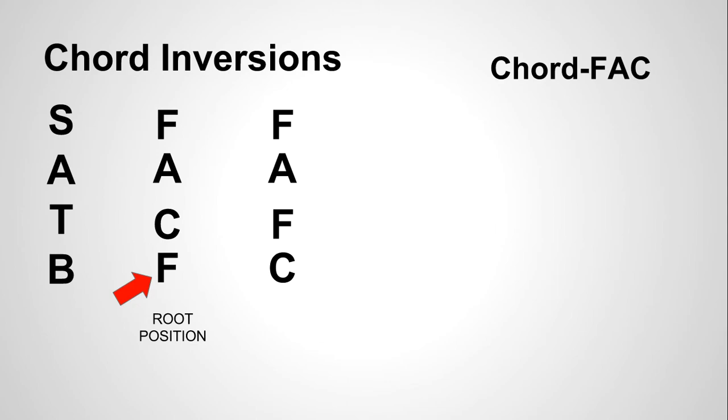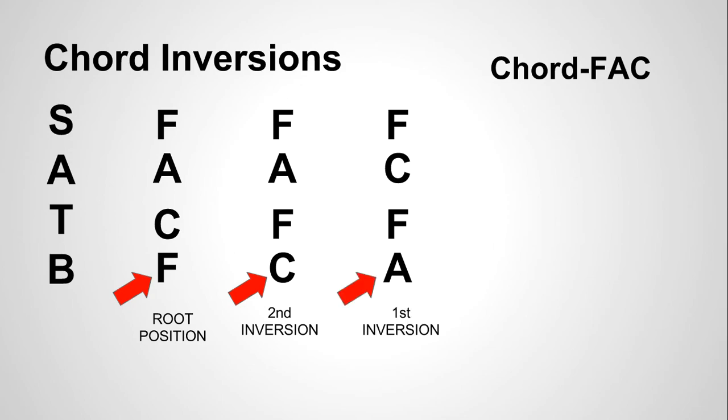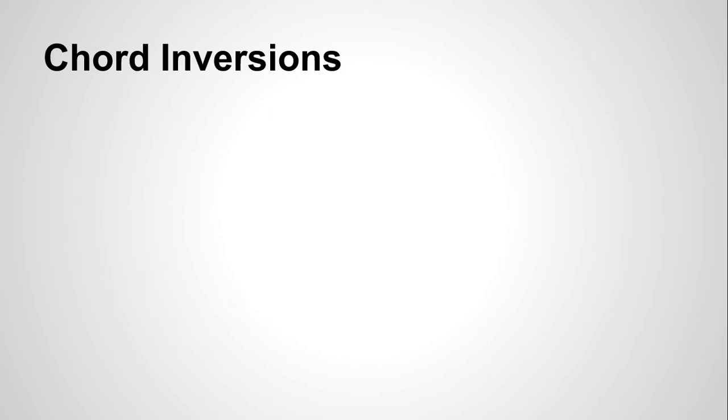Now let's look at the chord spelled this way, C-F-A-F. C is in the bottom, it is in the bass, it is the fifth of the chord, therefore I'm in second inversion. Another example here, I've spelled it a different way. A is in the bass, which means it's the third of the chord, which means it's in first inversion.